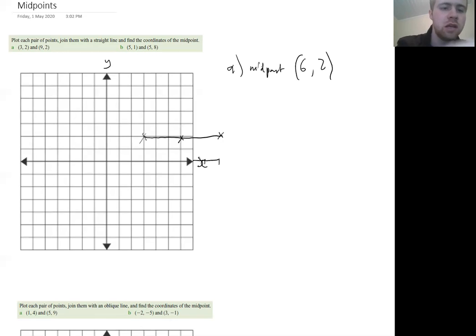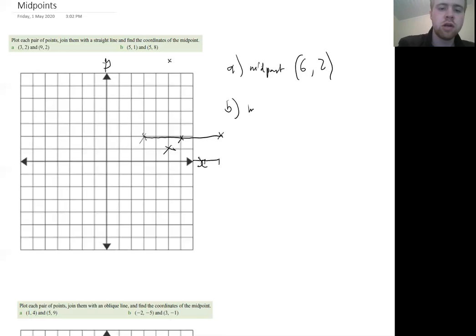Now when we look at B, we see we're at 5, 1. And then we're going to be at 5, 8, which is just beyond our axis here. We're going to do the same thing, except this time we're averaging out our y values. The x value is staying the same, the y value is changing. So we add them together. 1 plus 8 is 9. And then divide it by 2. I'll show my working this time.